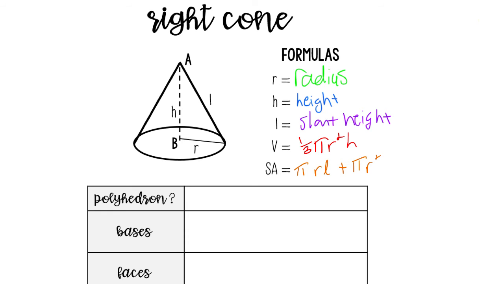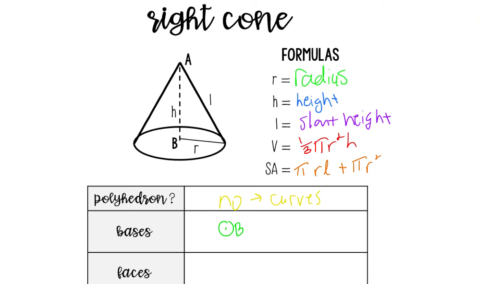Is it a polyhedron? No, it is not. Polyhedrons have to have all straight edges. So this is a no because it has curves. The base is circle B. We haven't talked about how to label circles yet, but it's the circle with a dot in the center, and the point at the center is the label. So that's circle B that is our base.